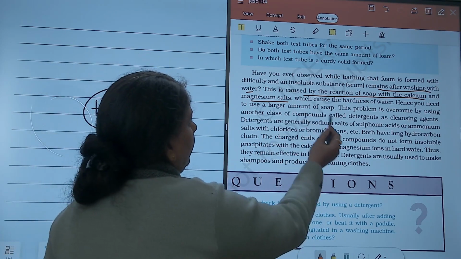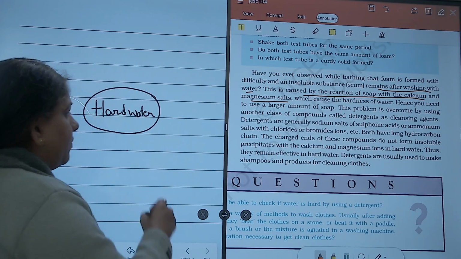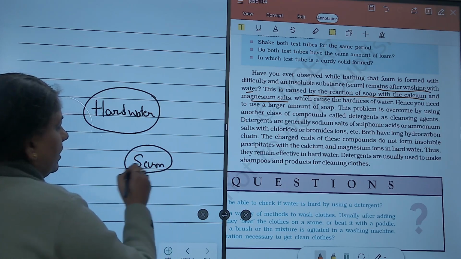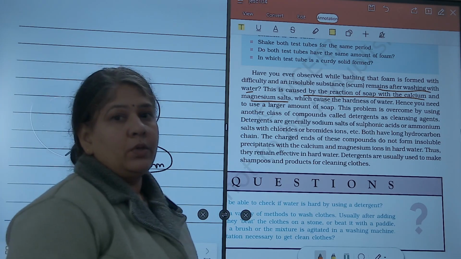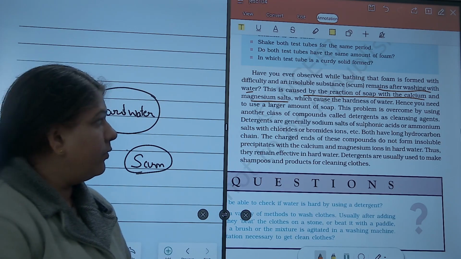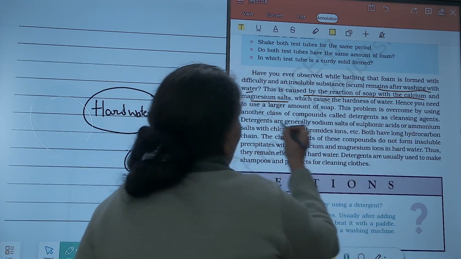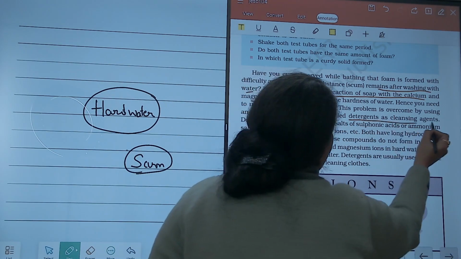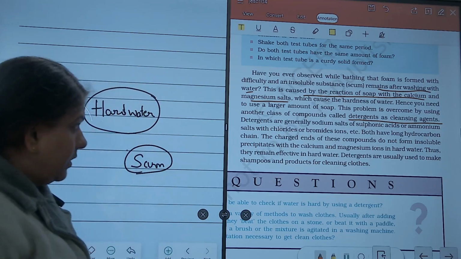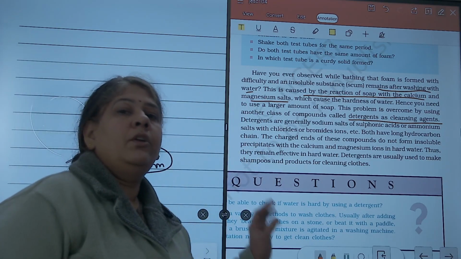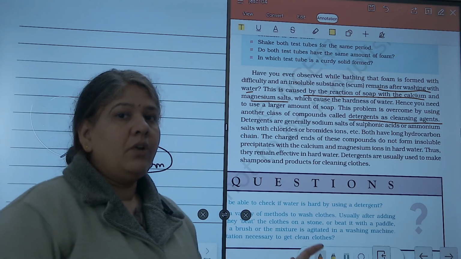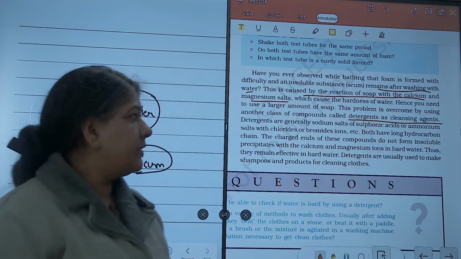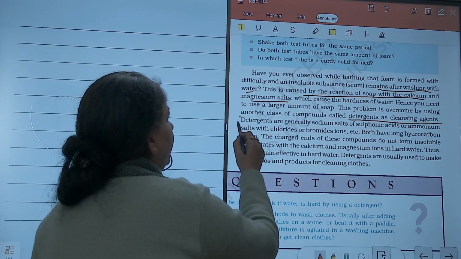So this problem arises with hard water, that scum is formed. Insoluble substance, scum is formed, which remains attached to the cloth. That is, dirt will not be removed. See, this problem is overcome by using another class of compounds called detergents as the cleaning agent. So, in some places where you get hard water, instead of using soap, we use another compound called detergents. Now, what are detergents?